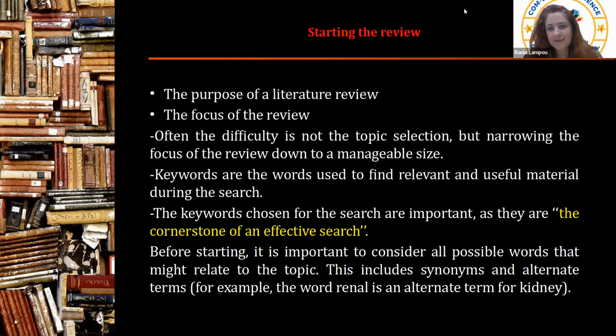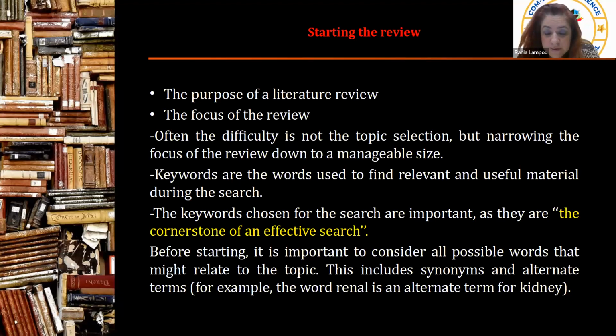Of course, this has to do with starting our review. We start first of all with the purpose, which the previous speaker mentioned: why we are writing a literature review, and how this will influence the approach that we want to explore. The second step is to define the focus of the review. Often the difficulty is not the topic selection, but how to narrow the focus of the review down to a manageable size.